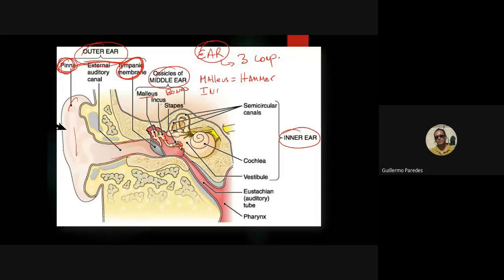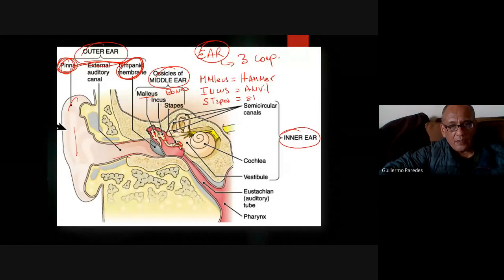The incus is the anvil. And the stapes is called the stirrup. How to remember that? Miss bones. M, malleus. Hammer is the only one that has M. Incus, this is the only one that has the IN, anvil, incus. And stapes is the only one that has T, stapes and stirrup.